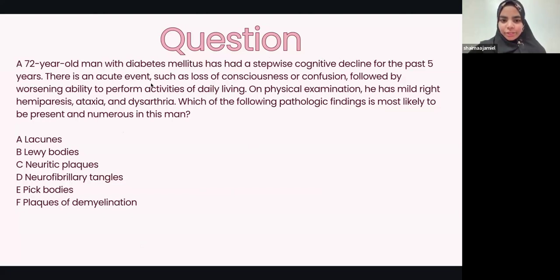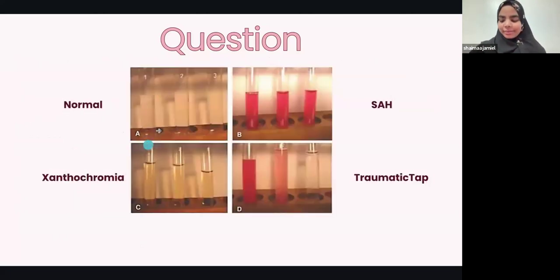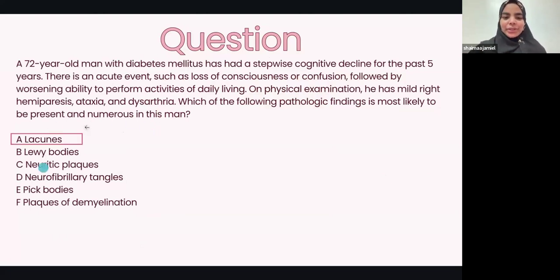They have an acute event, which is a stroke. And then they have hemiparesis, ataxia, dysarthria, which are signs of stroke. Yeah, so lacunes is just like the lacunar infarcts. Now, it is A. It is A. So that's what you're going to find in vascular dementia. You're going to find areas of infarct in the brain. And with each infarct, they're going to get more dementia.